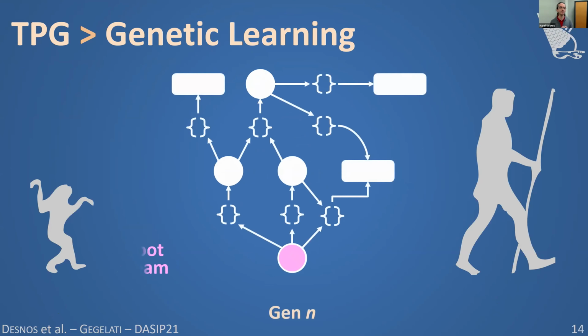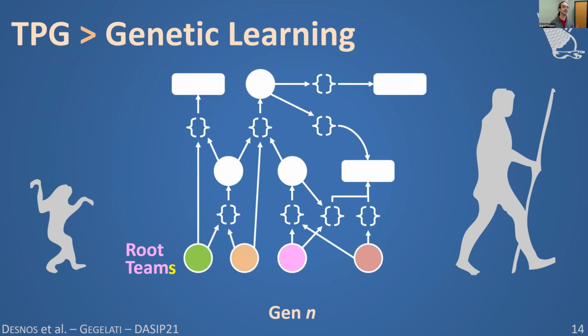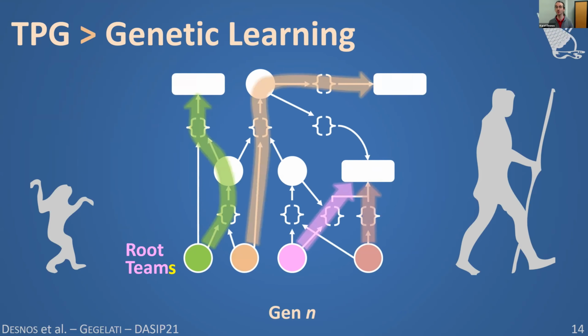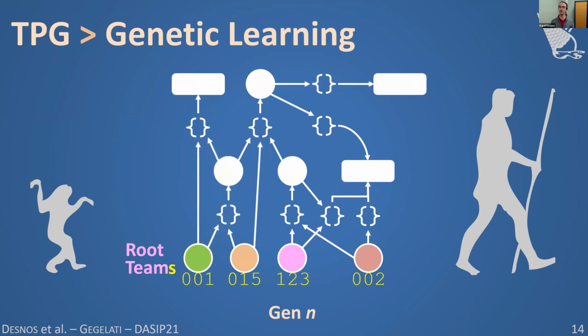So how does this apply to the TPG? Well, when you are training a TPG, instead of a single root team, you have several root teams. And if you execute the TPG from each one of these root teams, you will have a different behavior. And so you will have a different score. So what you do is you evaluate the score that you get from each one of these root teams. You get a score for each root team. And these are the scores that you get for generation N.